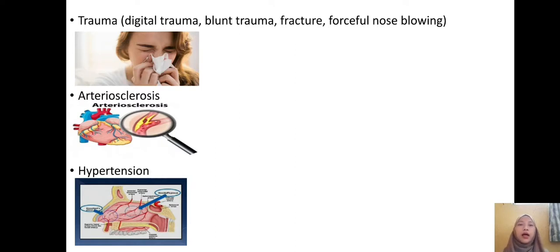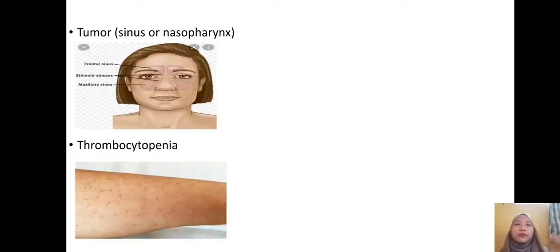arteriosclerosis. So arteriosclerosis means a disease in which the walls of arteries become thick and hard so that it is difficult for blood to flow through them. And hypertension means a high blood pressure. And tumor such as sinus or nasopharynx, and thrombocytopenia.